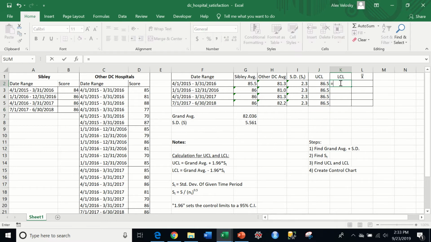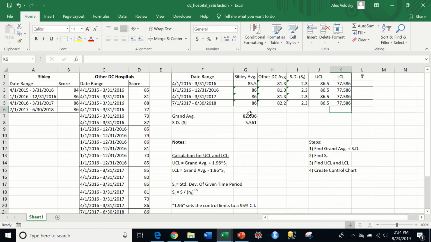Okay, same thing for the lower control limit. You're going to take the grand average, subtract it by 1.96 times the standard deviation of that time period, and that will be the same. We know that the lower control limit will be the same for all. Okay, so now we've got all the necessary components to create our control chart.